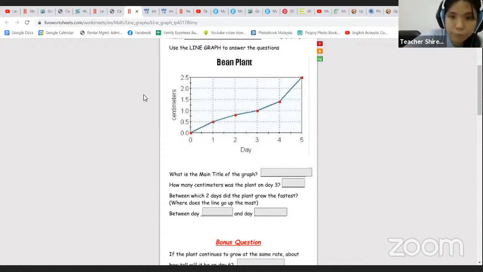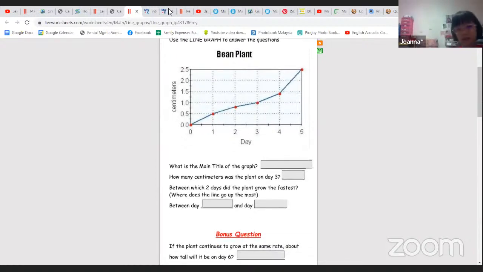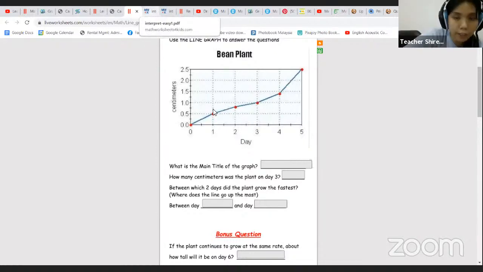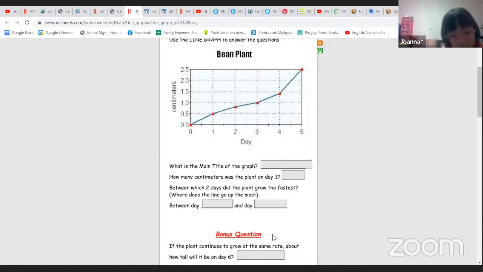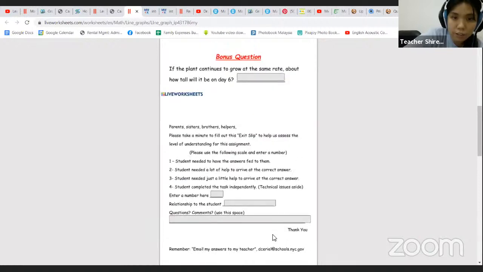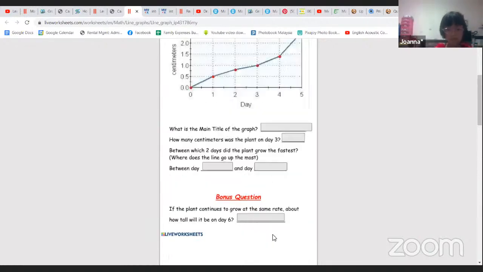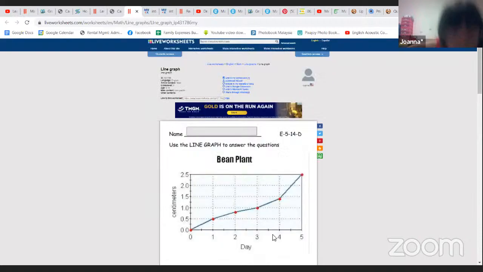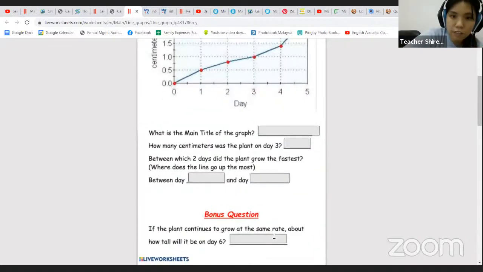Teacher, can I do this live worksheet? Yeah. But I think it's better I discuss it, because again the marking won't be accurate since it's typing. Okay, what's the main title of the graph?